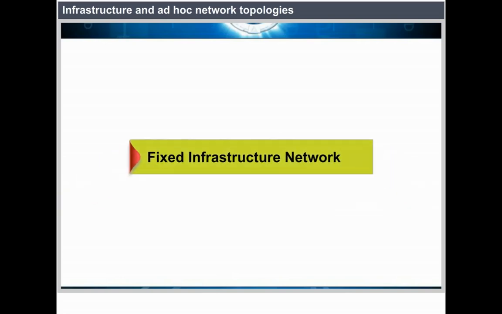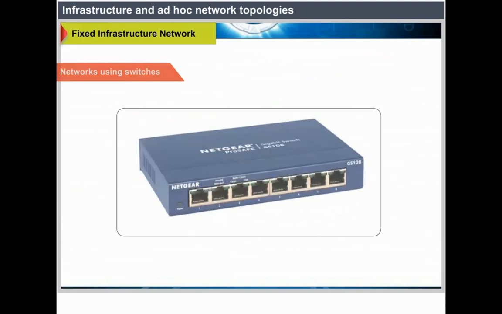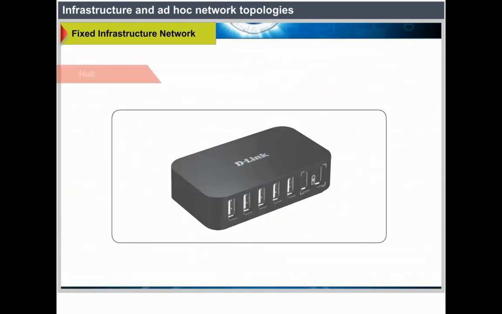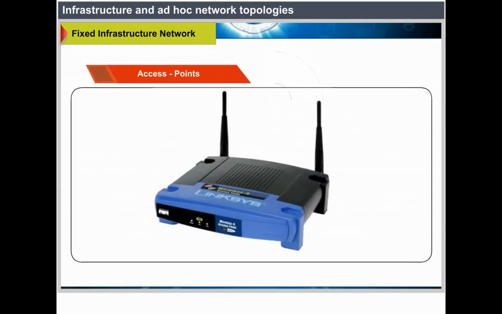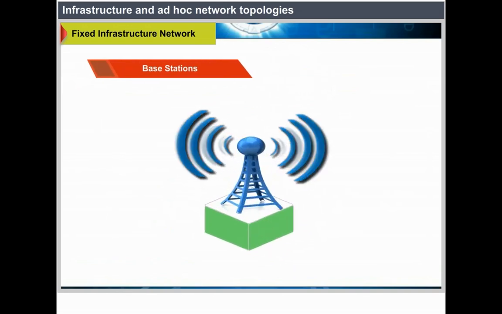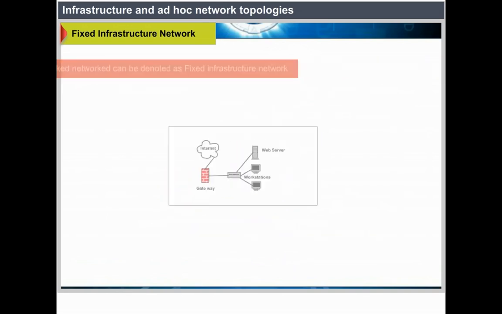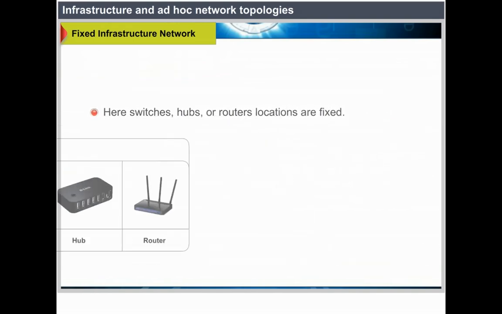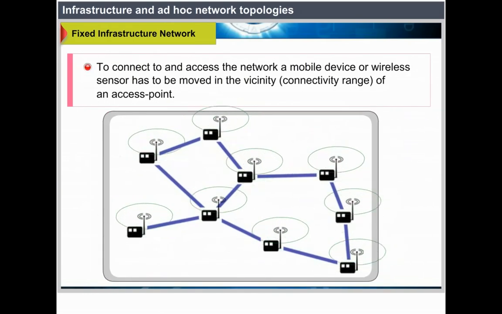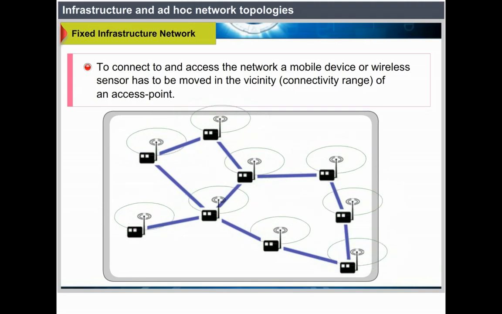Fixed infrastructure network. Networking using switches, hubs, routers, access points, base stations, or gateways networked. Switches, hubs or routers locations are fixed. To connect to and access the network, a mobile device or wireless sensor has to be moved in the vicinity, the connectivity range, of an access point.